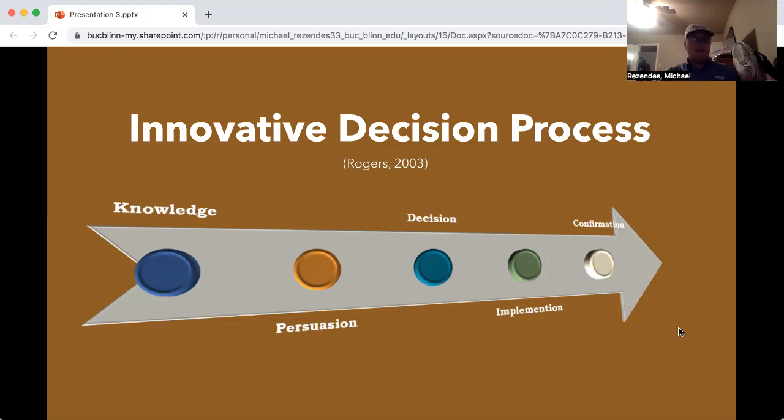Knowledge would be simply hearing about the innovation, people seeking information about the innovation itself. Everybody listening to this lecture should be past the knowledge phase. You've learned a little bit about gene editing in meat animals, and then we move on. From there, we move on to the persuasion stage. This is simply making a judgment call whether or not we like or dislike the gene editing technology.